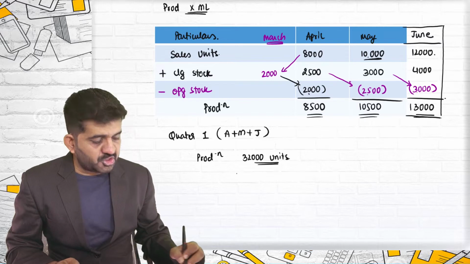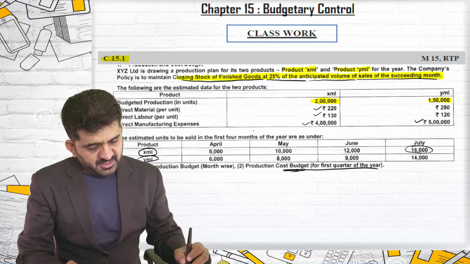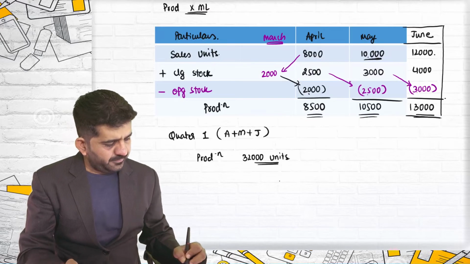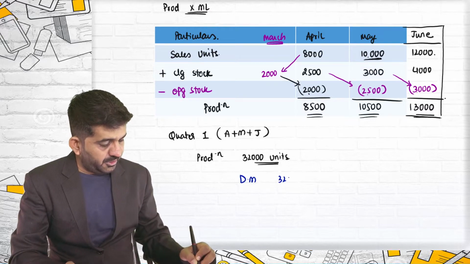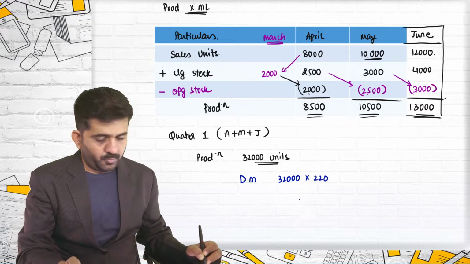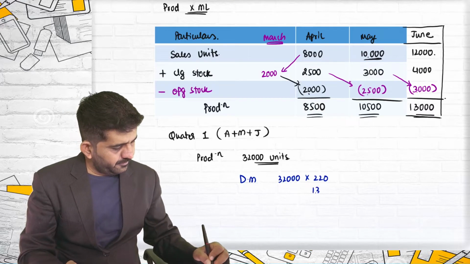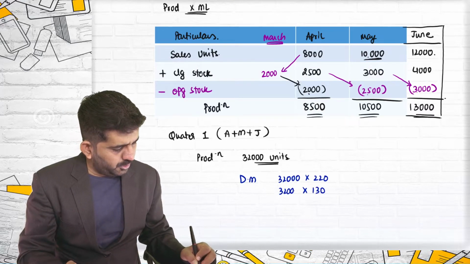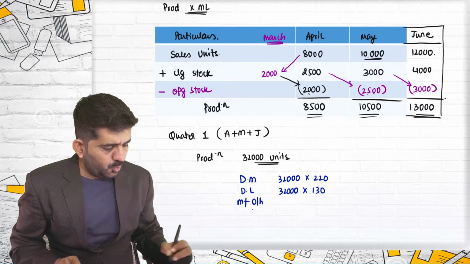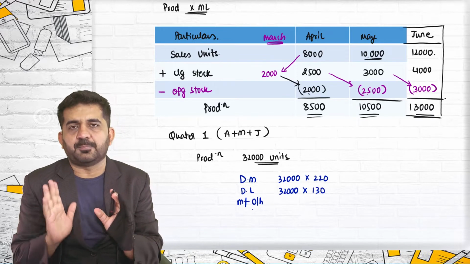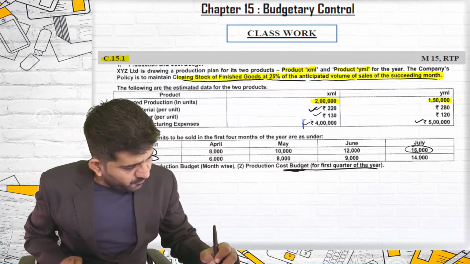What will be the production cost? Because they want also a cost budget. So you will be purchasing direct material per unit at 220. So your cost will be direct material 32,000 into 220. Direct labor is 130, so direct labor will be 32,000 units into 130. And you will be having manufacturing overhead. Now please understand, our overhead chapter is pending, but it is very easy in this case, so let us understand it. What will be your total manufacturing cost?